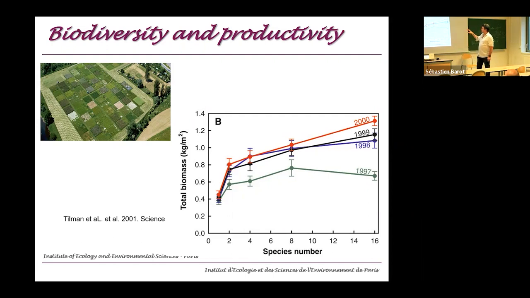And the result is that when you increase the number of plant species, on average, you're increasing the biomass produced by the small square. So you have a positive effect of the number of plant species. Can you imagine the mechanisms behind this effect? Up to a certain point, we have already seen one mechanism: when you increase biodiversity, you decrease the sensitivity of your plant community to pests, to insects, and so on. But can you imagine other mechanisms?